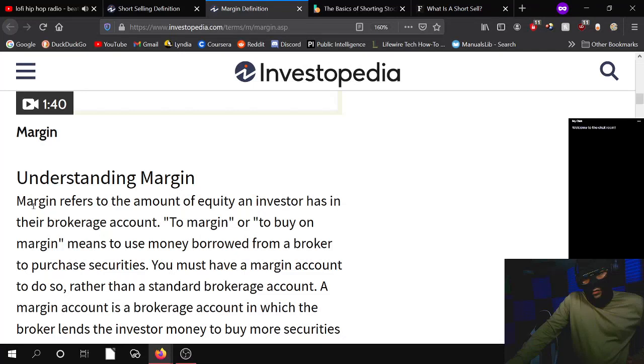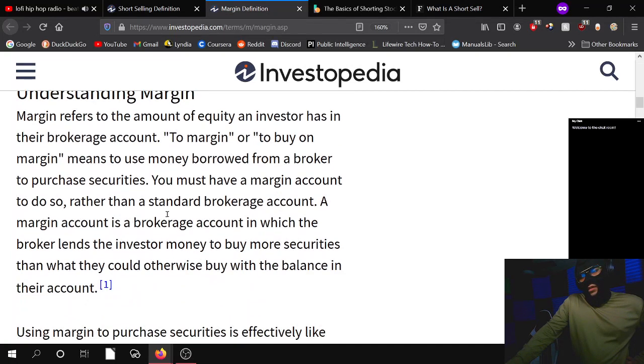Understand margin. Margin refers to the amount of equity an investor has in their brokerage account. To margin, or to buy on margin, means to use borrowed money from a broker to purchase securities, which would be stocks in this account. You must have a margin account to do so rather than a standard brokerage account. Because in a brokerage account you can actually insert money. However, in a margin account you can't really insert any money, just the money you borrowed.